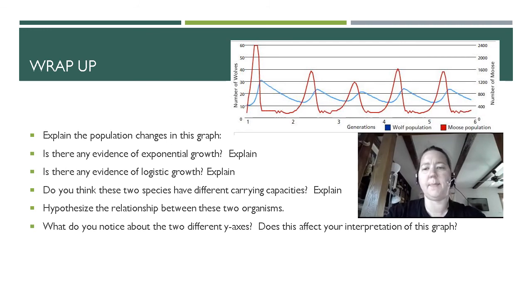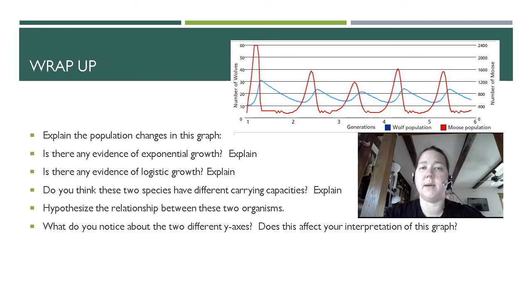All right, so here's our wrap up. So here is a population graph of two different populations. So they go by generation. So you see 1, 2, 3, 4, 5, and 6. So the blue line, which is this guy right here, is the wolf population. And then the red line is the moose population. All right. So looking at this population graph, is there any evidence of exponential growth? Is there any evidence of logistic growth? Do you think these two species have different carrying capacities? Hypothesize the relationship between these two organisms.